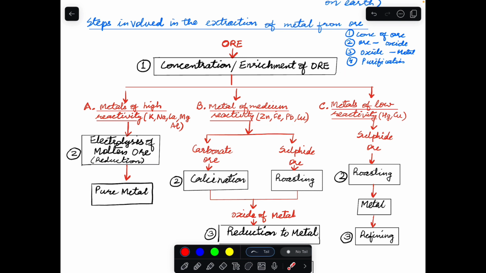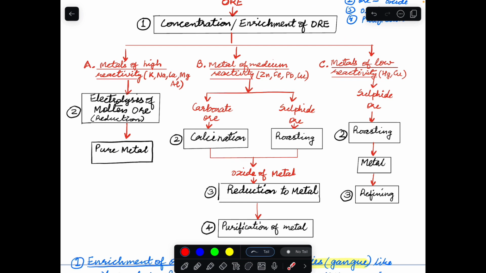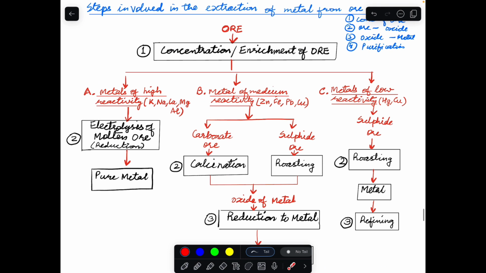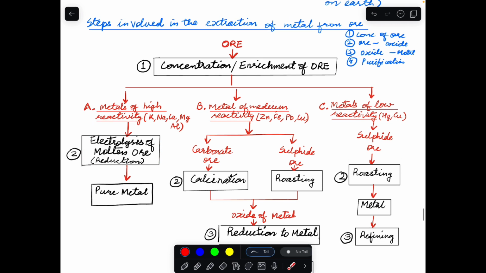Fine. So the very first case, metals of high reactivity. If we want to extract potassium or sodium, the first step is the same in every case, that is purification or concentration or enrichment of ore. Now in case of high reactivity metals, what is the second step? Directly extraction of metal from the ore. That is a direct process. In this case we will not do the second step, we will do directly this step.